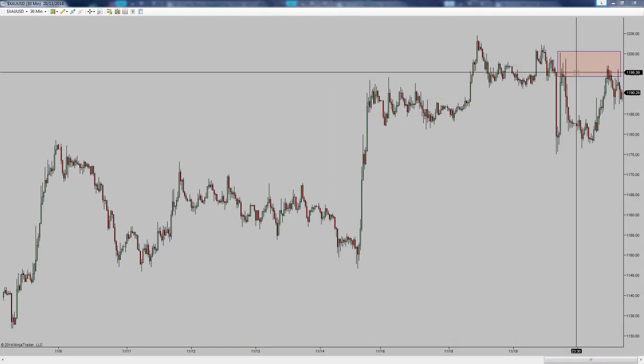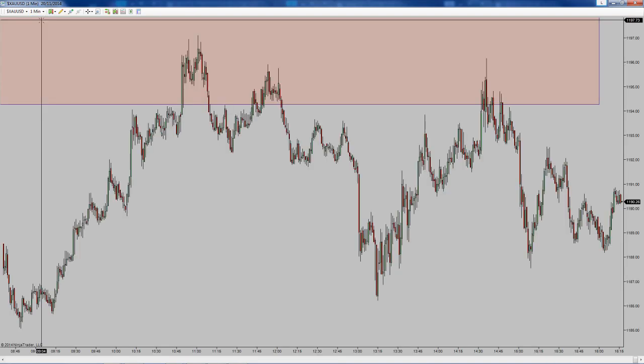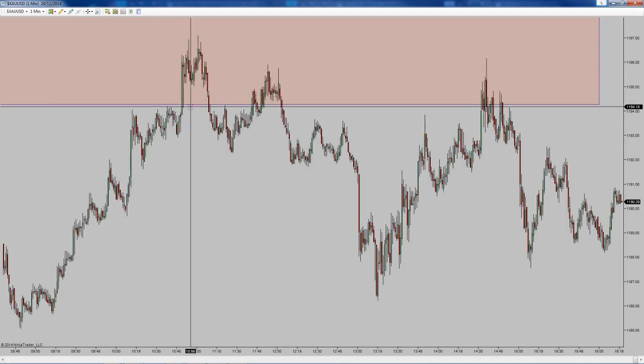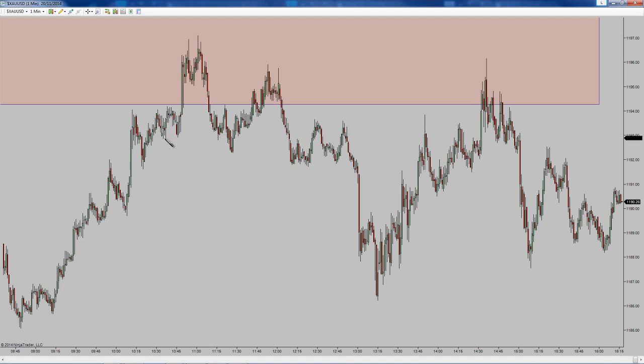This is supply on the 30-minute gold chart. Now I'm going to show you an engulf, so what we want to do is go down to the 1 minute. Okay, we're on the 1 minute chart and this is the same supply zone, this big red box. Now what happened was there was a demand zone over here which got engulfed.